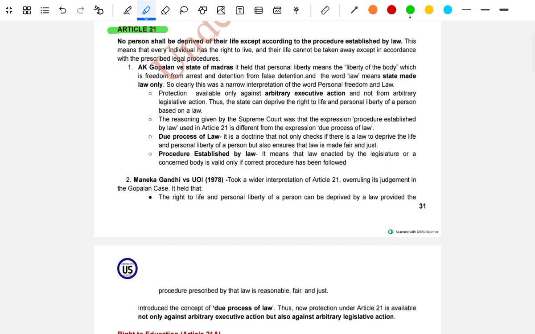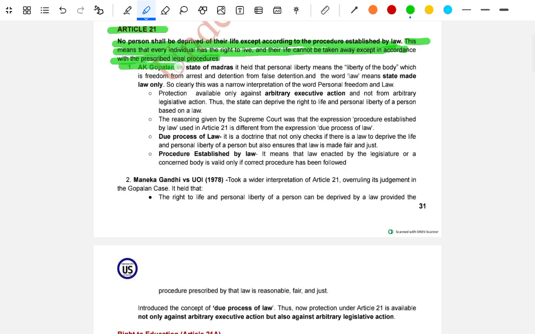Article 21. No person shall be deprived of their life except according to the procedure established by law. This means that every individual has the right to live and their life can't be taken away except in accordance with the prescribed legal procedure.